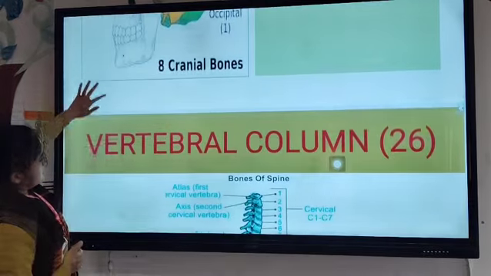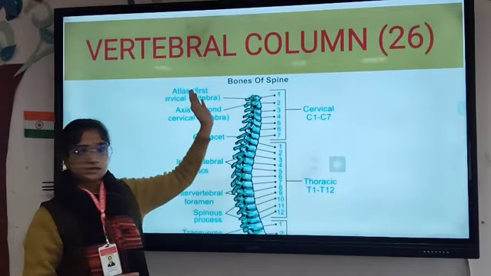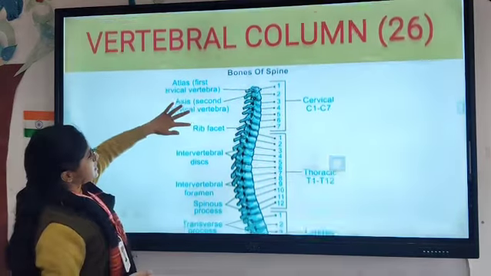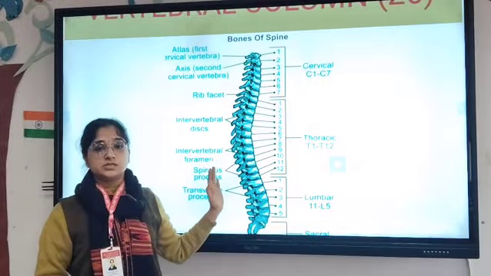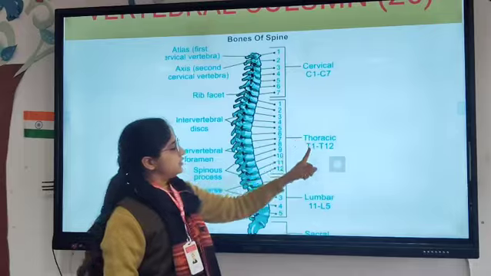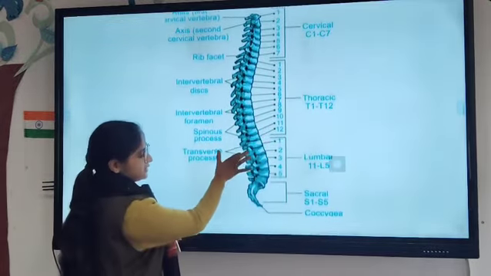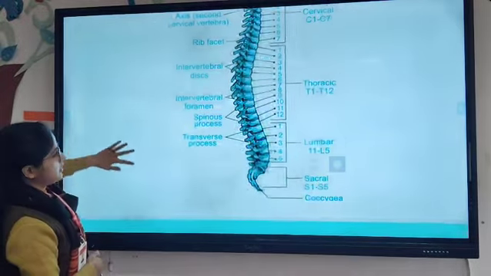Now, second is the vertebral column. This is also present in the axial skeleton, and the total number of bones here is 26. How 26? Here is the vertebral column. Total 26 vertebrae: 7 cervical, 12 thoracic, 5 lumbar, 1 sacral, and 1 is the coccyx. The coccyx is also known as the tailbone.